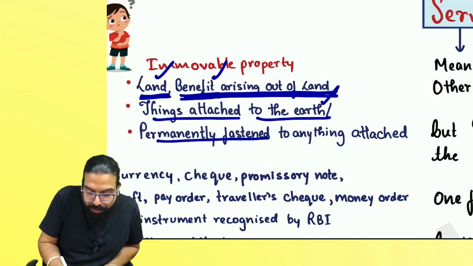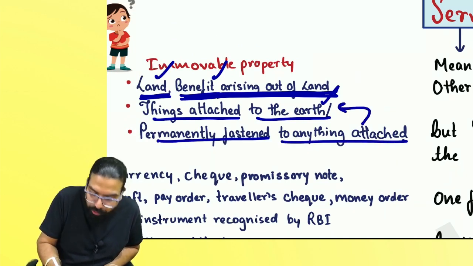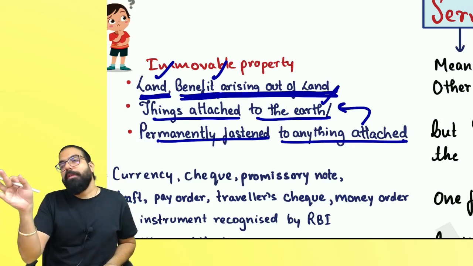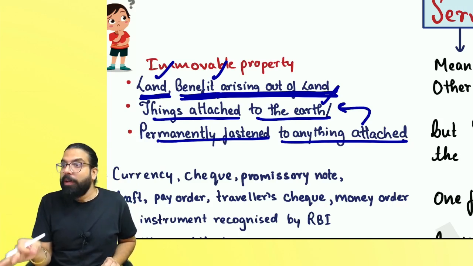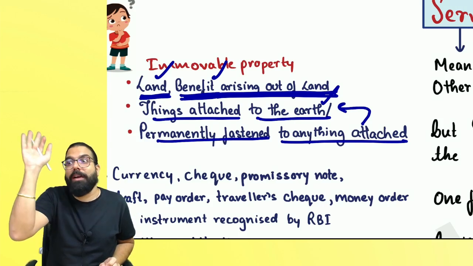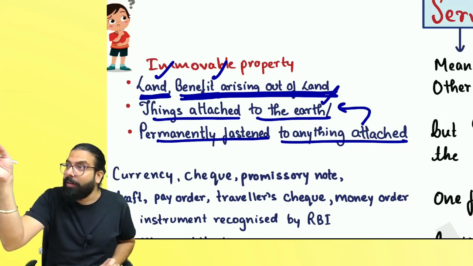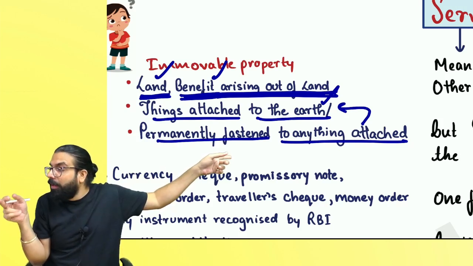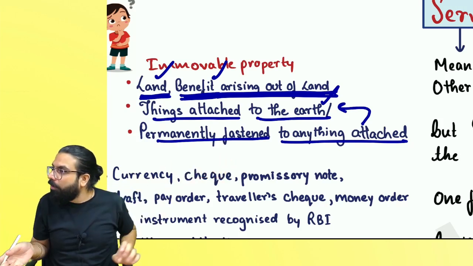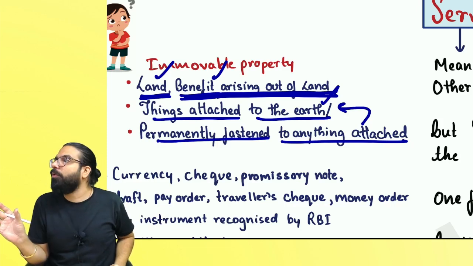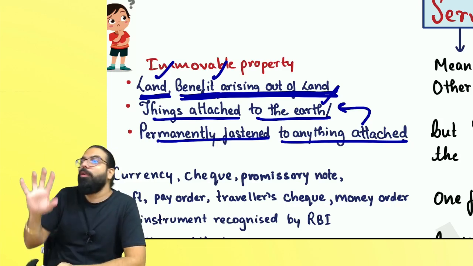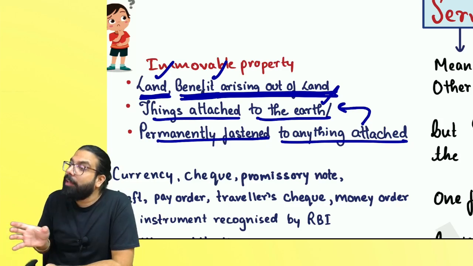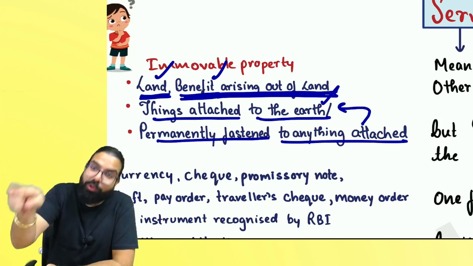Or permanently fastened to anything attached. Whatever is attached to the earth, could you attach anything? Huh? This building is attached to the earth, immovable. May we attach the projector permanently to this building? The projector is there. Correct or not? AC, I attach permanently. Yes or no? Lift, I attached it. Lift is not movable. Lift is permanently attached to the building. Sir, it is going up and down. No, no, no. Lift is permanently attached to the building. Yes or no, everyone? Anything permanently attached to what is attached to the earth is also immovable.